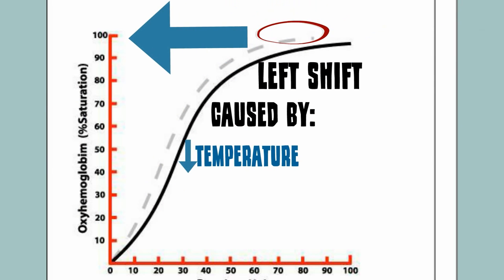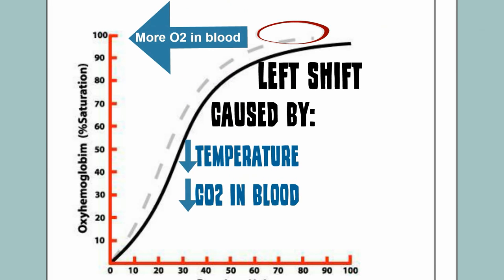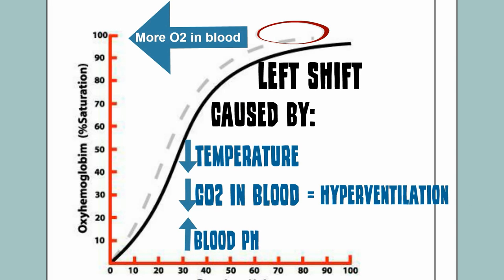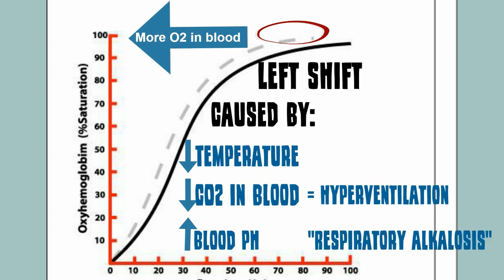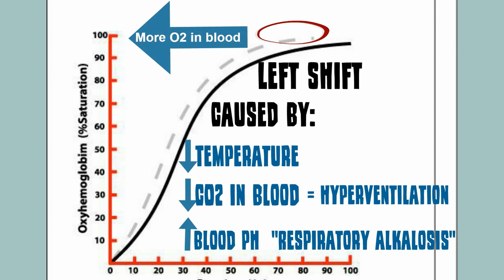How does someone have reduced levels of CO2 in the blood? Answer, they blow it out. And that's called hyperventilation. And a drop in CO2 causes a rise in the blood pH. And this is called respiratory alkalosis.